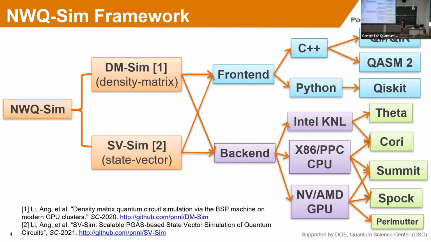So here we show the structure of the software. As I mentioned, we have the density matrix simulator and the state vector simulator. For the front end, we have the C++ and Python APIs that can support Q#, QIR, OpenQASM 2, and Qiskit. And on the back end, we support CPUs, GPUs, NVIDIA, AMD GPUs, and also Xeon Phi. The technical details about the two simulators can be found in our Supercomputing 20 and 21 papers.